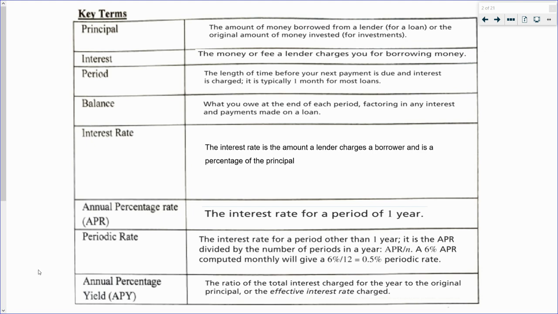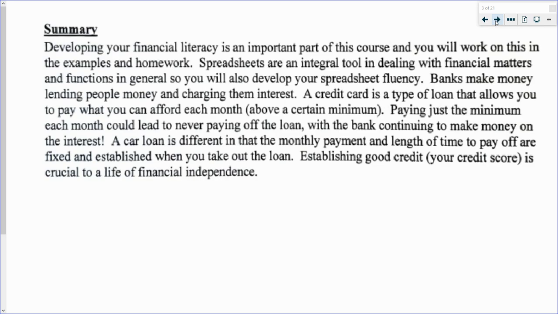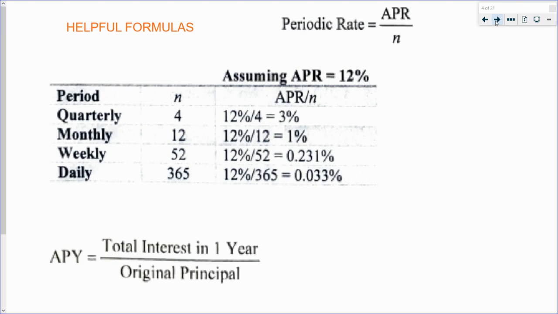And your annual percentage yield is all the total interest for the year divided by the original principal. And let me show you. I'm going to skip ahead. Not that one. Right here. So I wrote up here helpful formulas. So you'll have this video. You can write these down now if you want to.